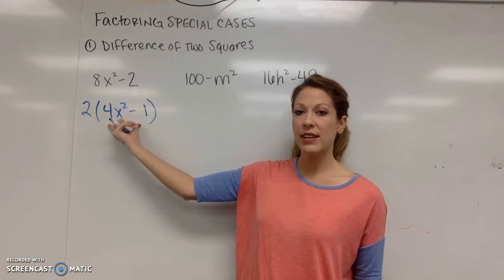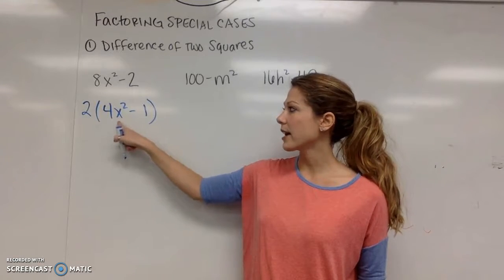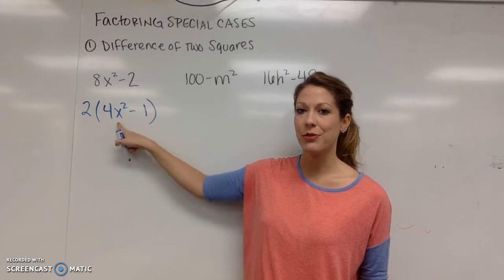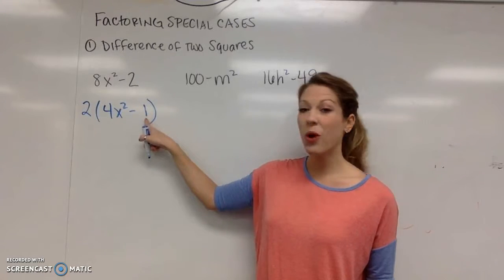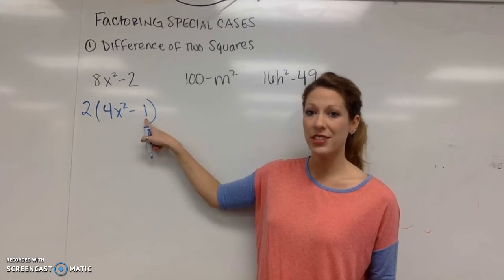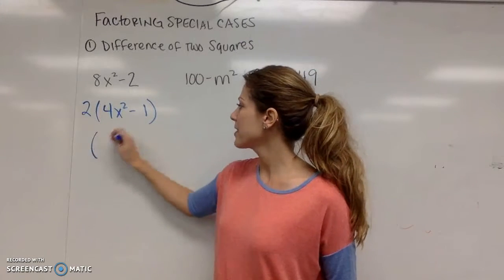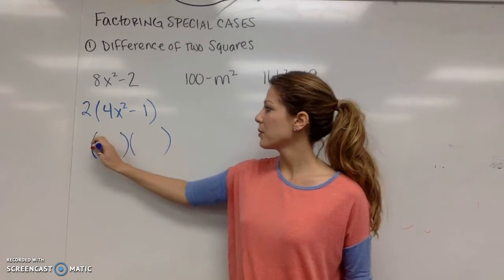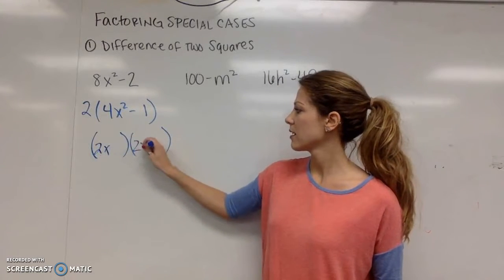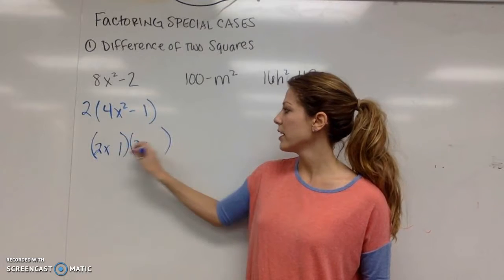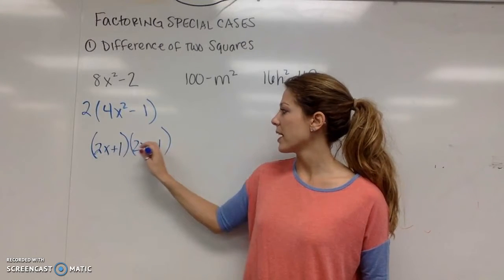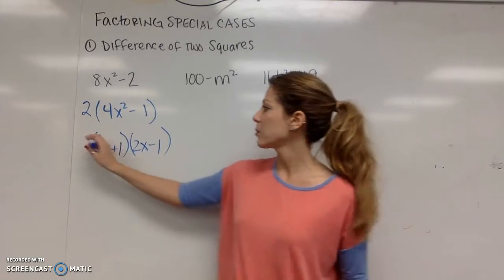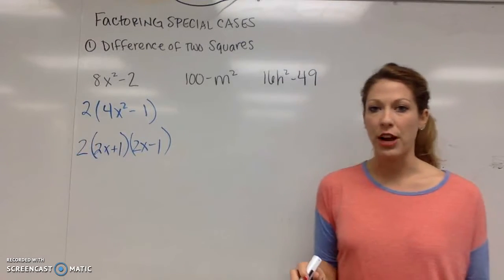Now when we look at what's left inside the parentheses, 4x squared is a perfect square because the square root of 4 is 2 and the square root of x squared is x. And 1 is a perfect square. The square root of 1 is just 1. So now we can set up our two parentheses. We said the square root of 4x squared was 2x. The square root of 1 is 1. Now one needs to be positive and one needs to be negative so that our middle terms will cancel out. And then we're still going to put our GCF out in front.